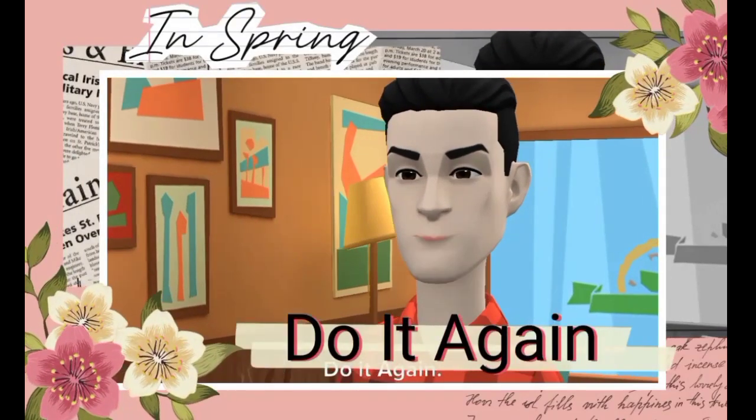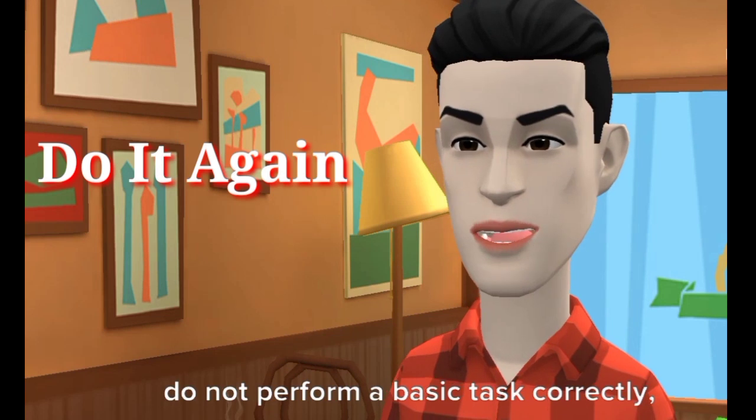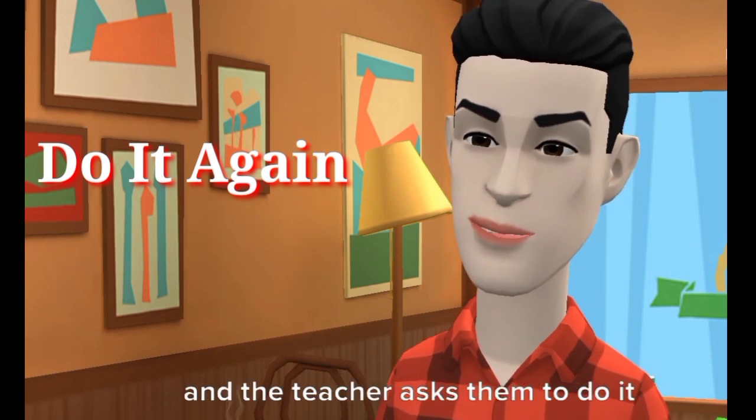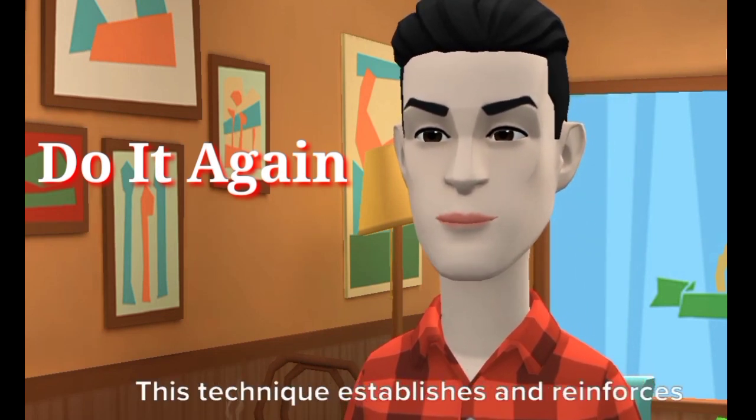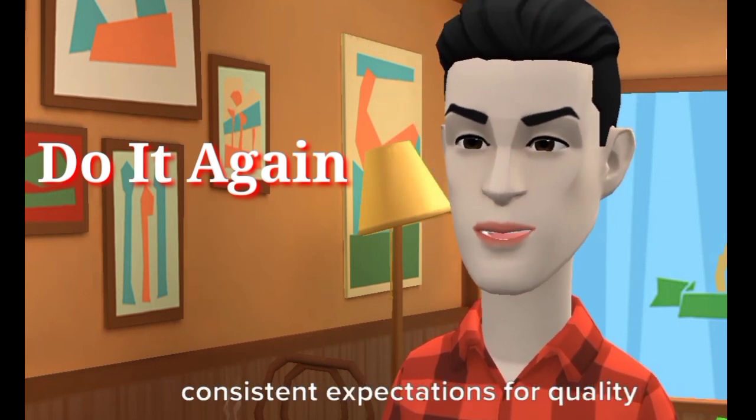Do it again. Do it again is used when students do not perform a basic task correctly, and the teacher asks them to do it again the correct way. This technique establishes and reinforces consistent expectations for quality work.